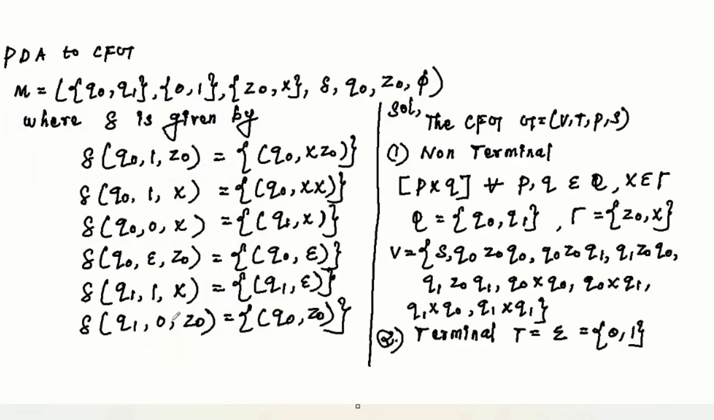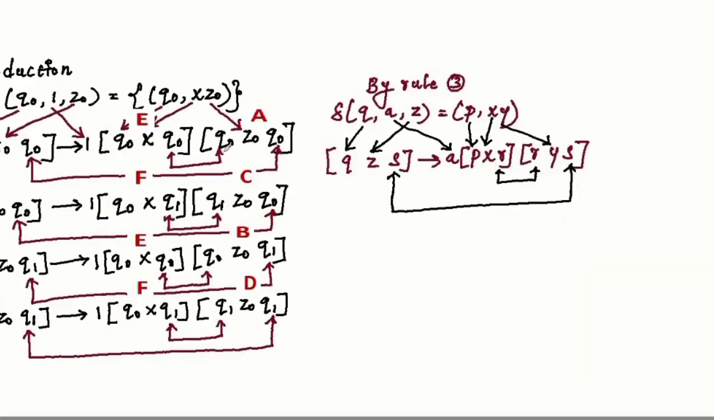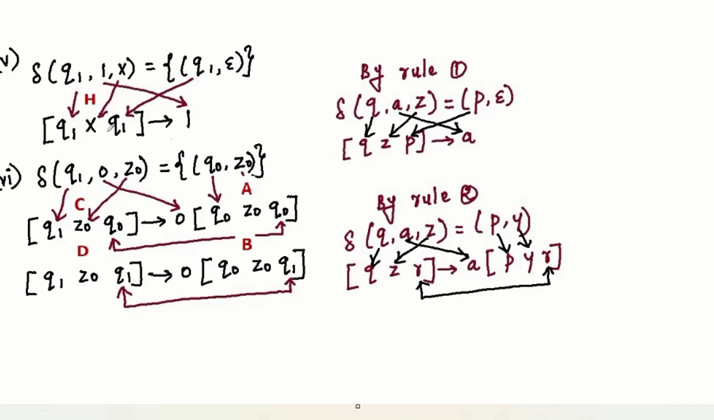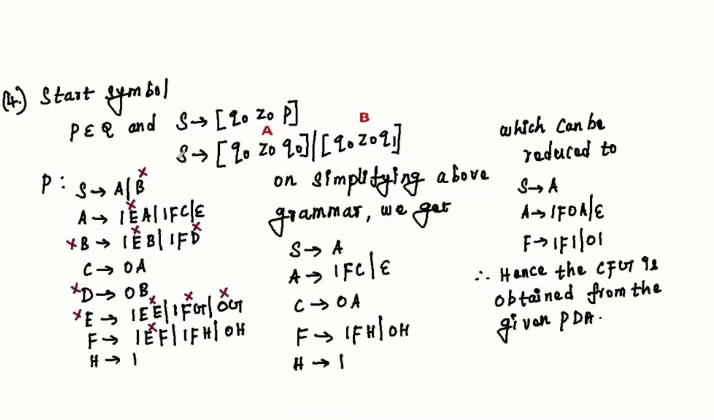For each and every transition function, totally we have 6 transition functions, we replace them with their corresponding names A, B, C, D up to H. In the third step, look at the first, second, third, fourth, fifth and last transition functions. We replace them with their corresponding names A, B, C up to H. Then in the starting symbol, Q0 Z0 Q0 is replaced with A, and Q0 Z0 Q1 is replaced with B. Then write the context-free grammar: S tends to A, B.